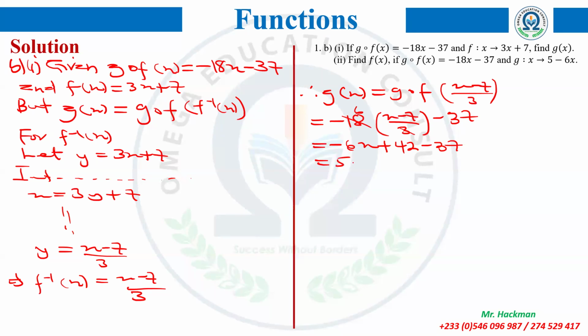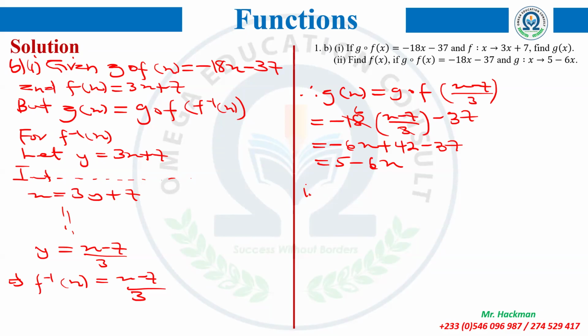So you get 5 minus what? 6x. Okay, so therefore your g of x indeed will be 5 minus 6x, because this was the function that we combined with the other one to get what is there.